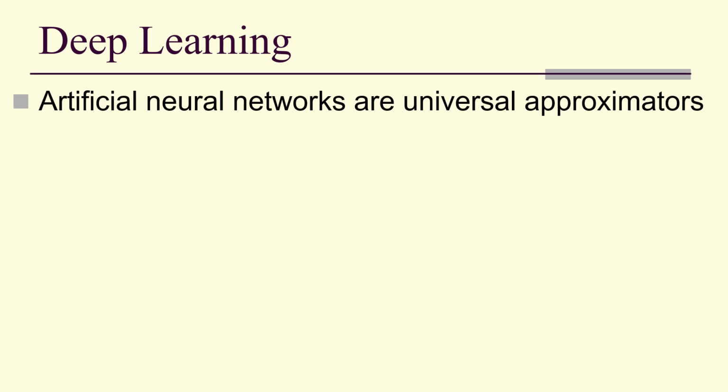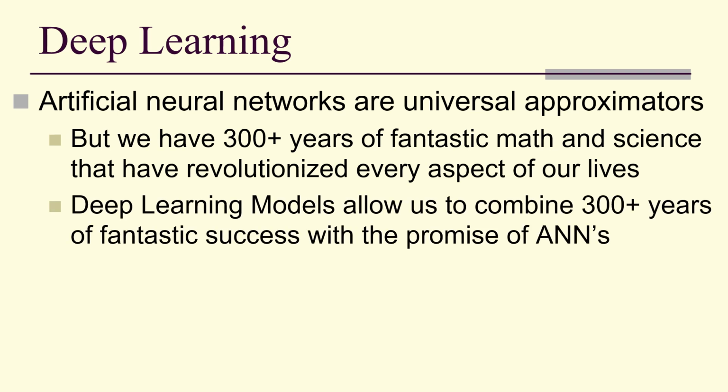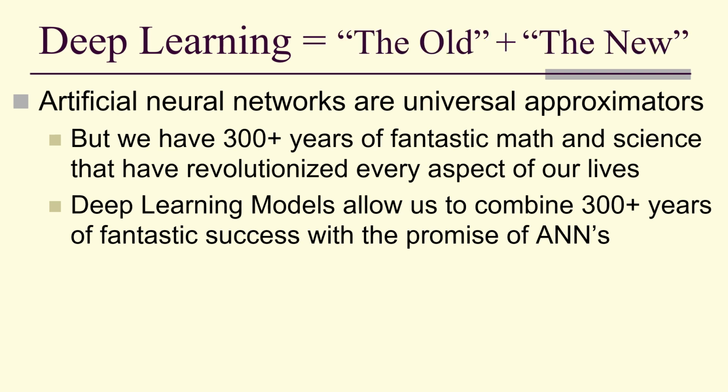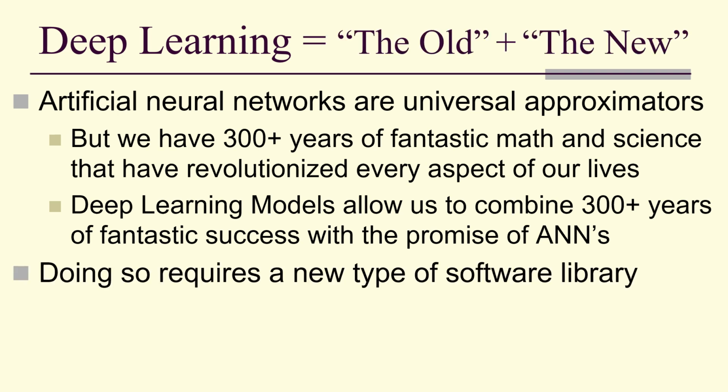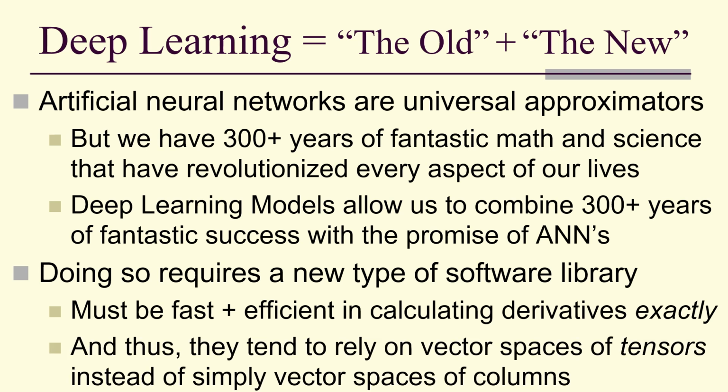So deep learning, artificial neural networks are universal approximators, but we have 300 plus years of fantastic math and science that have revolutionized every aspect of our lives. Deep learning models allow us to combine that 300 plus years of fantastic success with the promise of artificial neural networks. The old plus the new. Doing so requires a new type of software library, has to be fast and efficient, and has to calculate derivatives exactly, and does so. So they tend to rely on vector spaces of tensors instead of just simply a standard vector space of columns, as we've seen in the past.